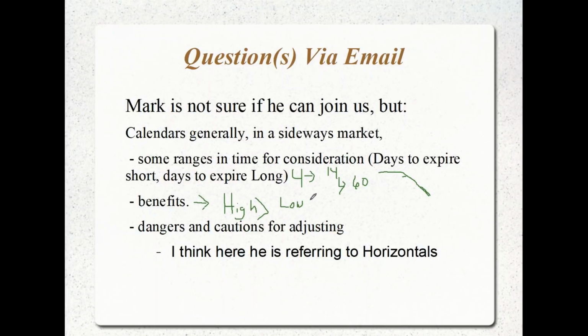Small or limited upper and lower break-evens. Low window for profit. Okay, low window for profit. You want a stock that doesn't move. We talked about the ETFs. That's true, but the ETFs will have a smaller return. Dangers and cautions for adjusting. I find it harder to adjust a horizontal, personally.